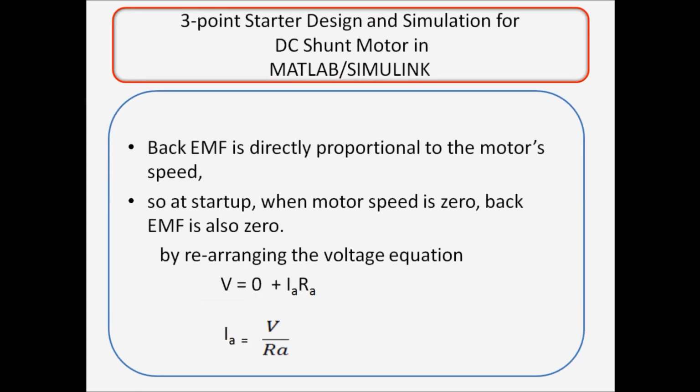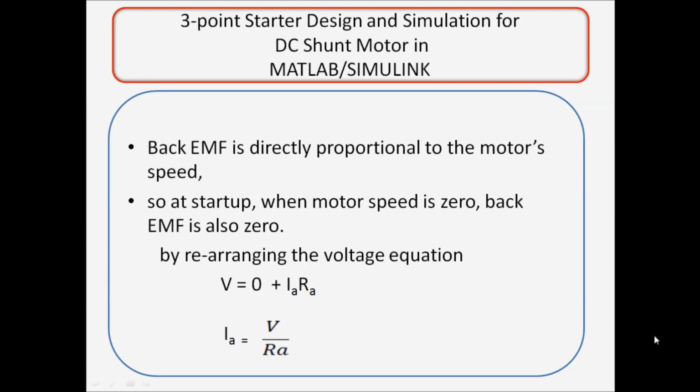At the time of starting, the motor speed is 0. So the back EMF is also 0. By rearranging the voltage equation, we get that the armature current is directly proportional to the supply voltage and inversely proportional to the armature resistance. Here the armature resistance is very small compared to the supply voltage. So a high initial armature current will be produced.